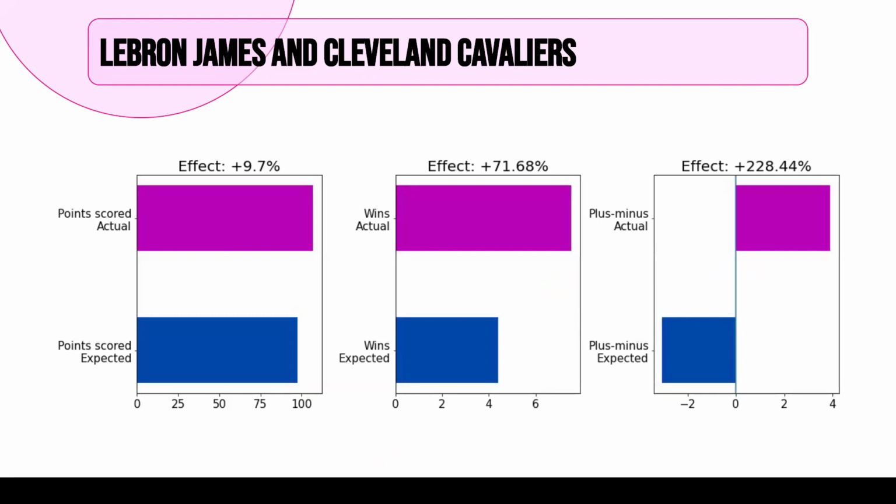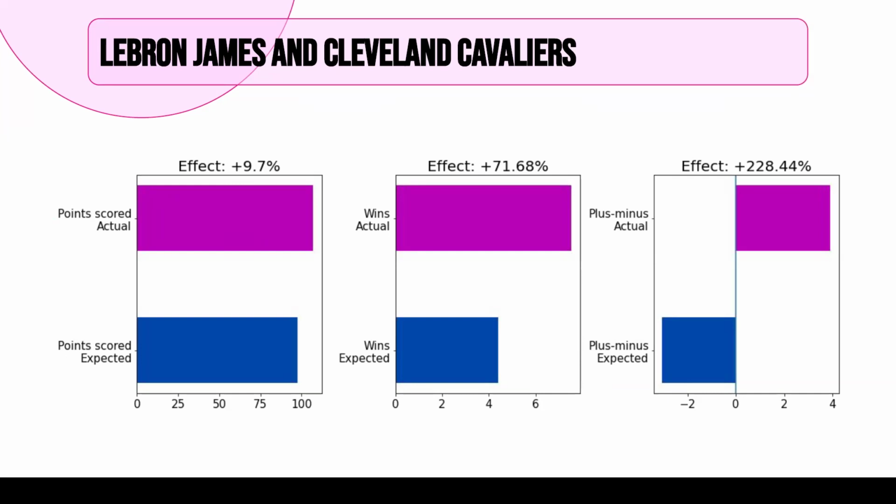And we can see here, comparing the points scored by the team before and after LeBron James, and how the points scored would be in the case that LeBron James wouldn't join the team, and the points actually scored by the team, we saw that the effect created by LeBron James was a 10% increase in the points scored. Same thing for the wins. So the expected and the actual wins were different by 70%. So we have an increase in wins of more than 70%.